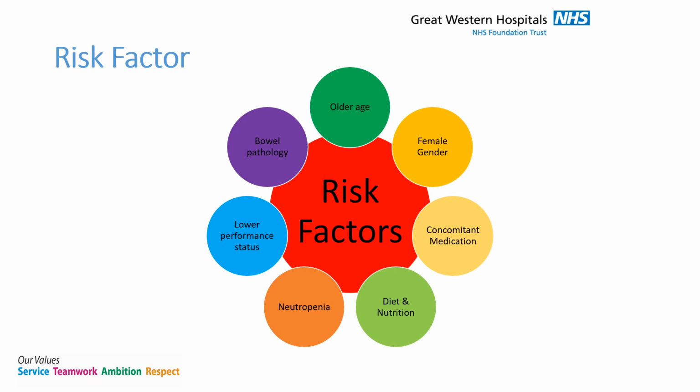So risk factors for patients developing diarrhoea, again, females, those of an older age, depending on the patient's bowel pathology. If they've got a history of bowel issues, then they're more likely to develop issues with diarrhoea during chemo. Those that have got a lower performance status, so those patients who have got a performance status of 2, so spend more time sat down or in bed. When patients are neutropenic, depending on what their diet and nutrition is doing, and also on what level of medications they're taking.